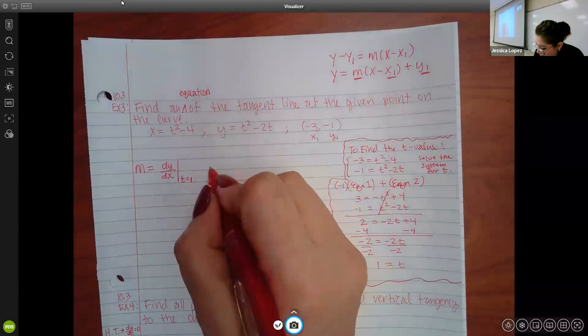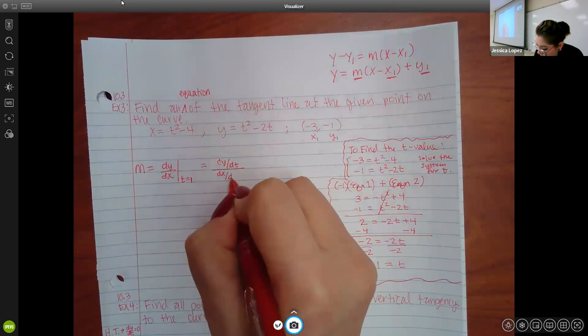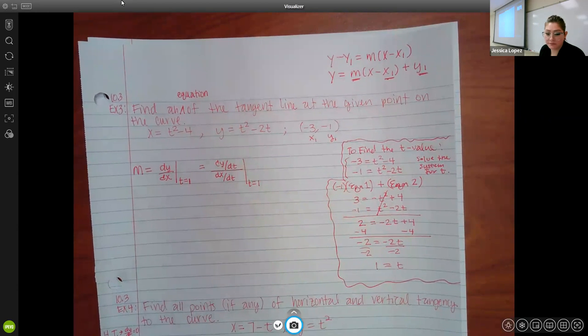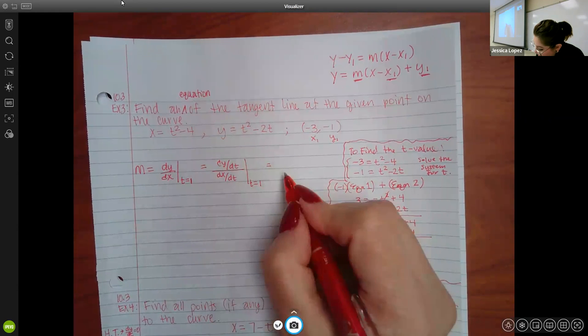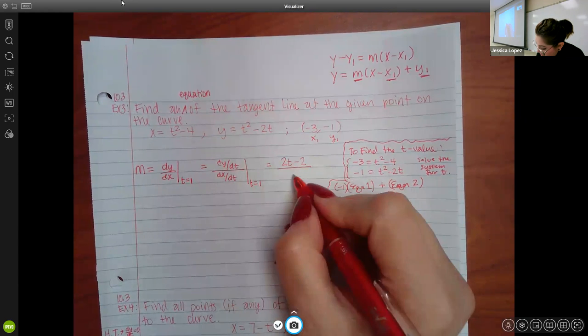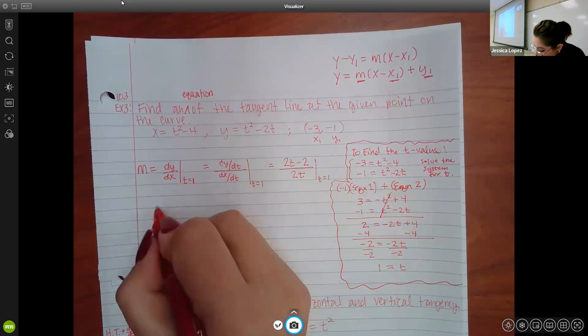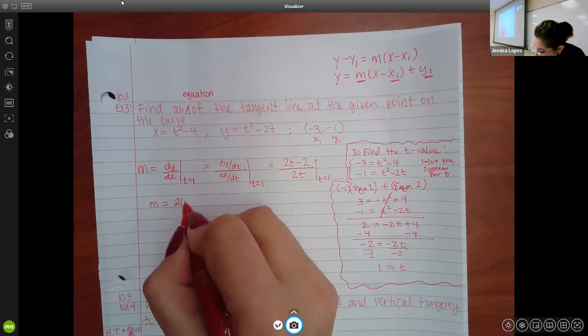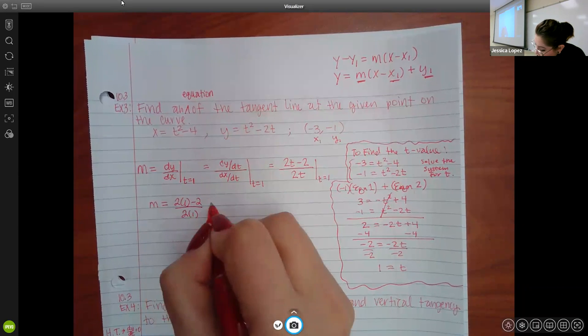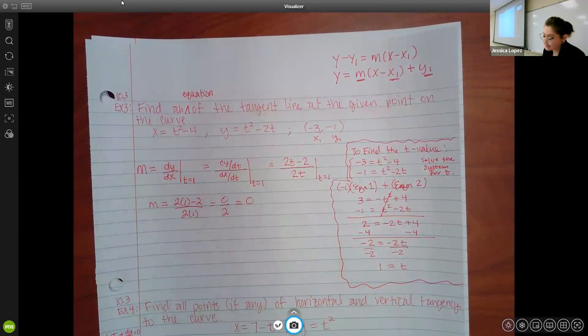So dy dx is again found by doing dy dt over dx dt, and then eventually evaluating it at t equals 1. So dy dt is going to be 2t minus 2, and dx dt is going to be 2t, and I have to evaluate it at t equals 1. So that's going to be 2 times 1 minus 2 over 2 times 1, which is 0 over 2, which is just 0. It's not always 0, but it just happens to be 0 for this one. And I wanted to cover it so that if you saw 0, you didn't freak out. It's possible it happens.